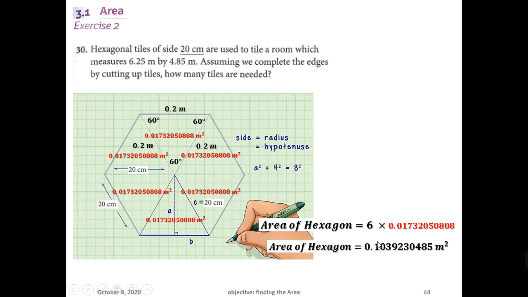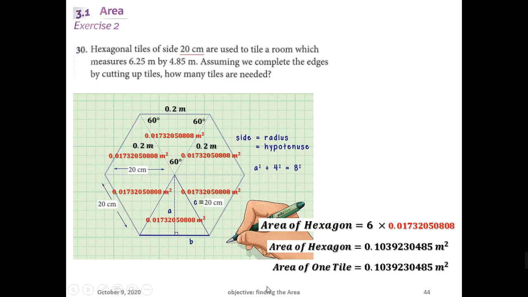0.104. 1 is the first figure, 0 is the second figure, 3 is the third figure. You stop at 3, you look at the right. 9 is greater than 5, so it's going to bring 3 up to 4. So 0.104 meter squared is the total area of this hexagon.